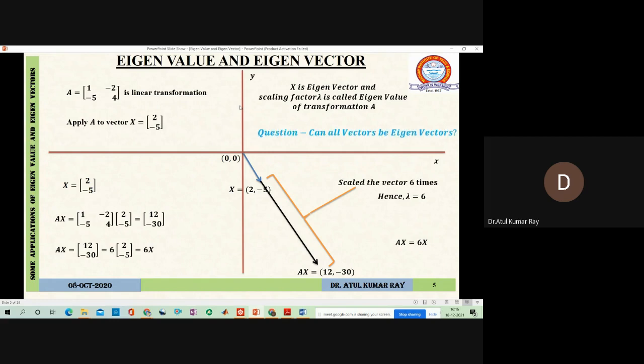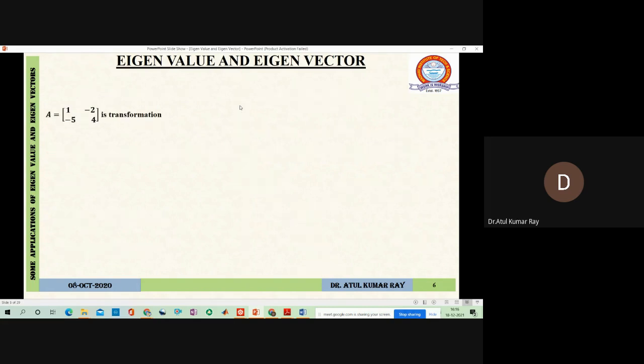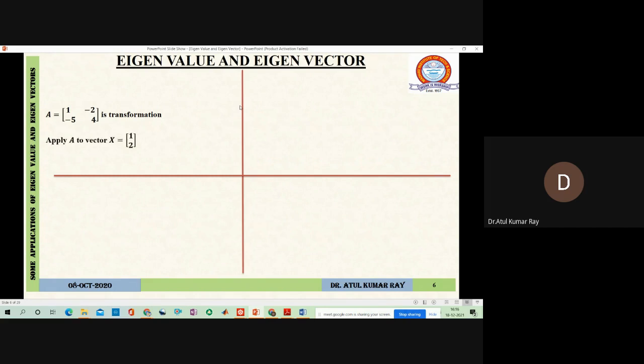Okay, so the next question we can have: can all vectors be eigenvectors? Because I randomly chose this vector 2, minus 5, and I found that this is an eigenvector because it satisfies the condition Ax equal to lambda x, or 6 times x. So can all vectors be eigenvectors? Suppose I am again considering the same xy plane, and this time I am considering the vector 1, 2 instead of 2, minus 5, which I took previously.